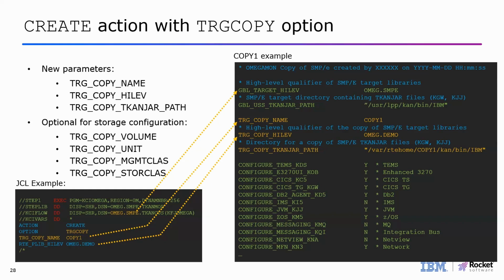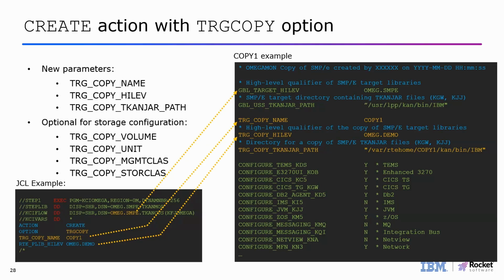And then you have the target copy TIC and jar path, which we pre-generate for you using our typical naming conventions. The first part, var RT home, is the RT USS RT dir variable. Then copy 1 is the RT name, in this case the name of the copy, plus tcan bin IBM, which is the standard after usr lpp from your default installation. You can obviously tailor that if you want to put it somewhere else. You're flexible in doing that, of course.